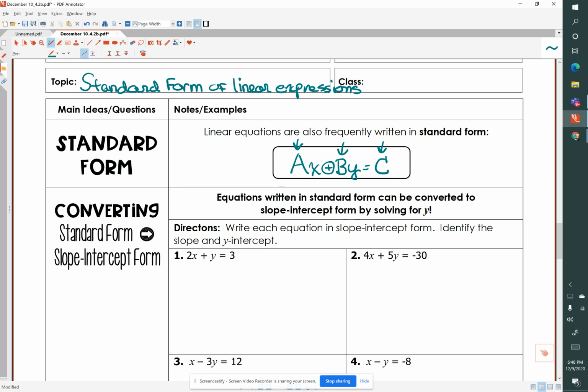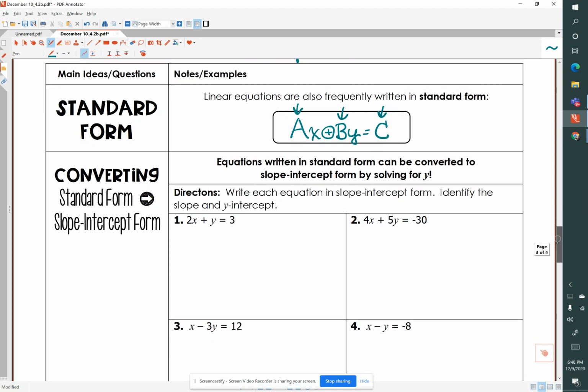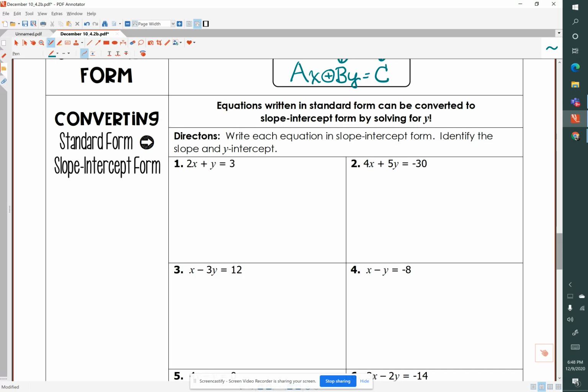We always say plus when we write a formula, but you can have negatives in there, and you'll see those as well. So the first thing we're going to do is write each equation in slope-intercept form, and then that allows us to identify the slope, which we identify with the variable m, and the y-intercept. So remember, even though they're written in standard form and presented to us often in that fashion, they can be converted to slope-intercept form. And how do we do that? We solve for y.